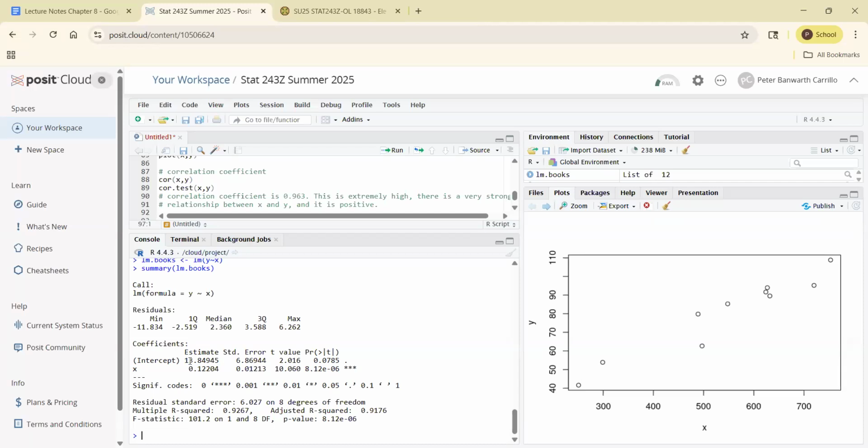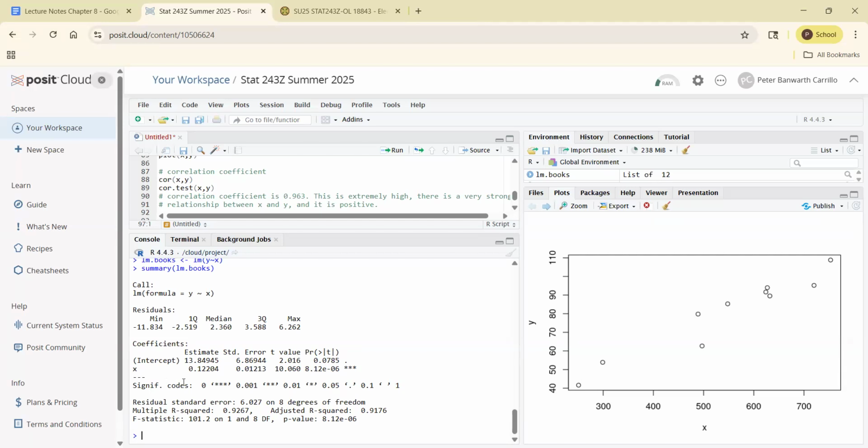Regression analysis always includes hypothesis tests, and so it gives you a p-value, which it lists as probability, parentheses, greater than the absolute value of t. So our intercept has a p-value of 0.079, which is pretty small. And our slope has a p-value of 8 times 10 to the minus 6. That tells us that that slope is a really good predictor of the dependent variable.